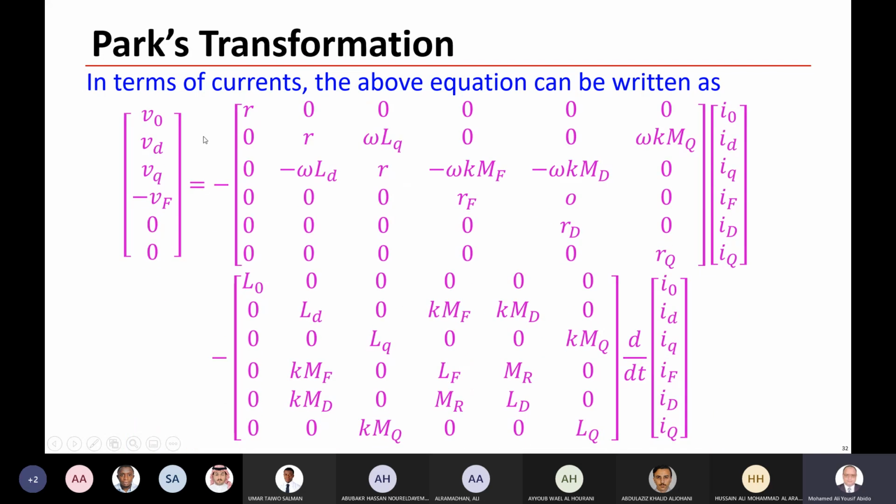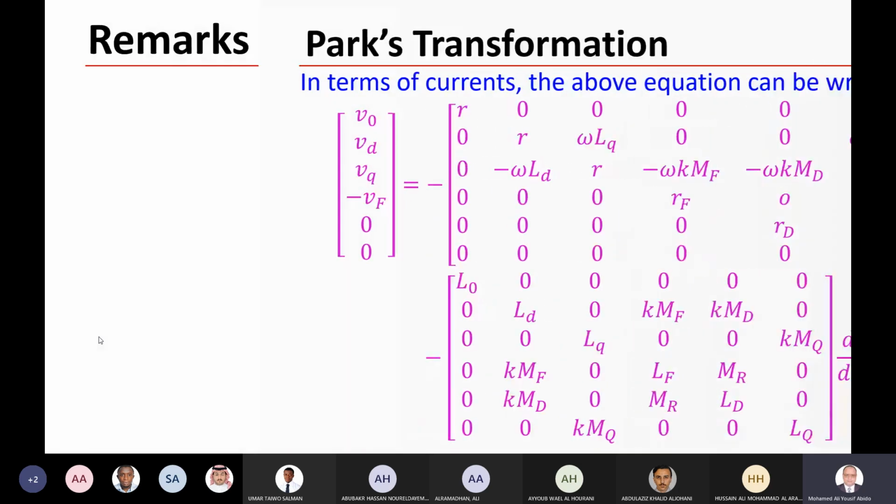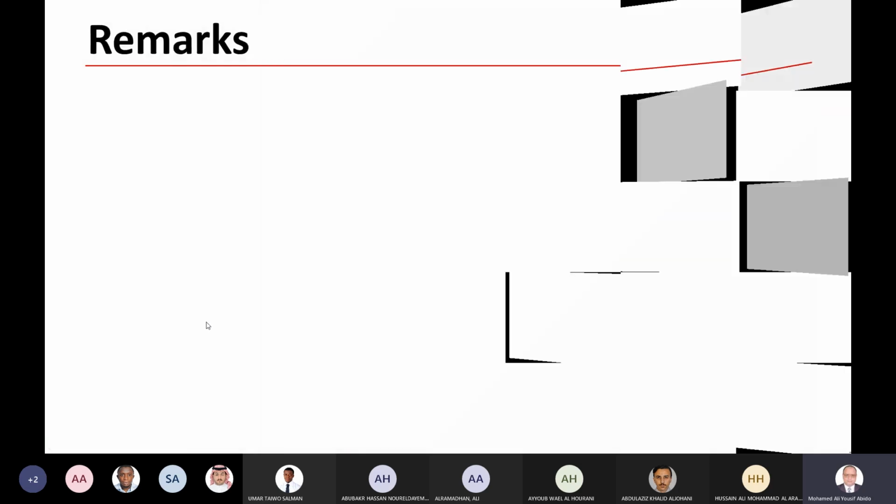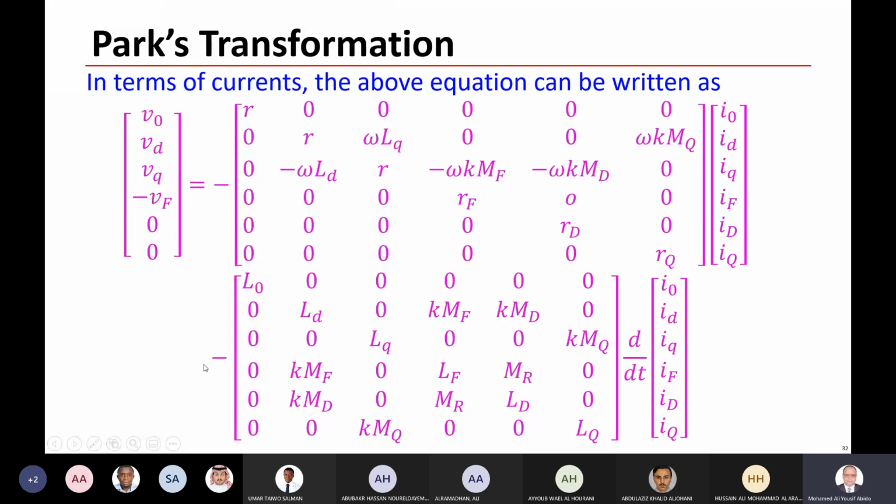In terms of currents, the above equation can be written as such. If L is constant, we assume these are constants, so it becomes L di by dt, and this is the L di by dt. So this becomes the 7th order model of the machine. Of course, you can eliminate this. You have 5 states here, plus the swing equation, which has 2 states. In this case, you have the 7th order model of the synchronous machine.